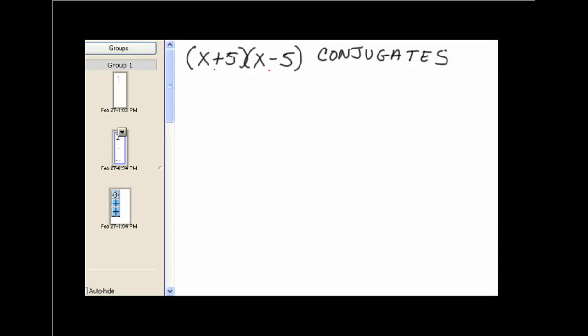So, using our process of foiling to keep track of our products, let's multiply these two binomials. Begin with your first terms. X times x is x squared. Our outside terms will be minus 5x. Inside terms, 5 times x will be positive 5x. And lastly, 5 times negative 5 is negative 25.